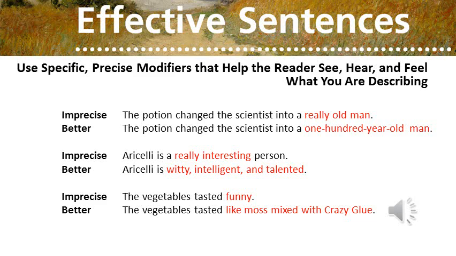Araceli is a really interesting person. Interesting doesn't really communicate very much. Araceli is witty, intelligent, and talented. That gives you the specific adjectives that explain why he's interesting in the first place. And finally, the vegetables tasted funny. Funny is, again, one of those vague words you want to avoid. The vegetables tasted like moss mixed with crazy glue. Now, I don't know if anybody's ever eaten moss mixed with crazy glue before, but it certainly is a more vivid description than just saying it tastes funny. So please choose your words with care.